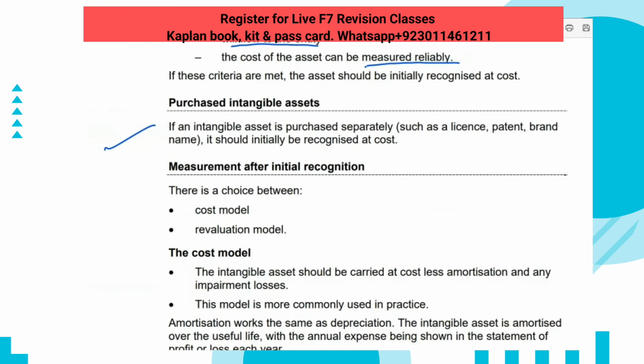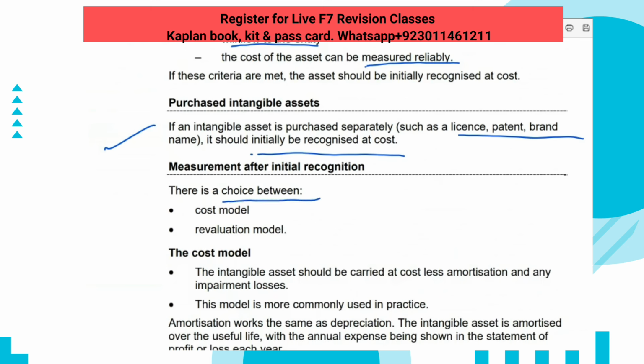Purchased intangible assets. If intangible assets are purchased separately, such as a license, patent, or brand name, they should initially be recognized at cost. Whatever cost you paid for that, it must be recognized at that same value. So, measurement after initial recognition: there is a choice.